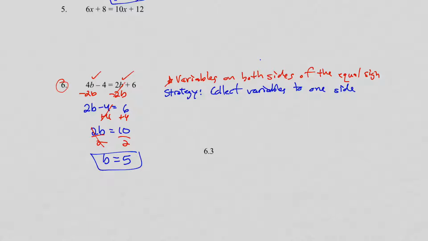And we're done. Okay, so the main strategy here was to collect the variables to one side. There wasn't any simplifying, there weren't any parentheses, and so let's move on.